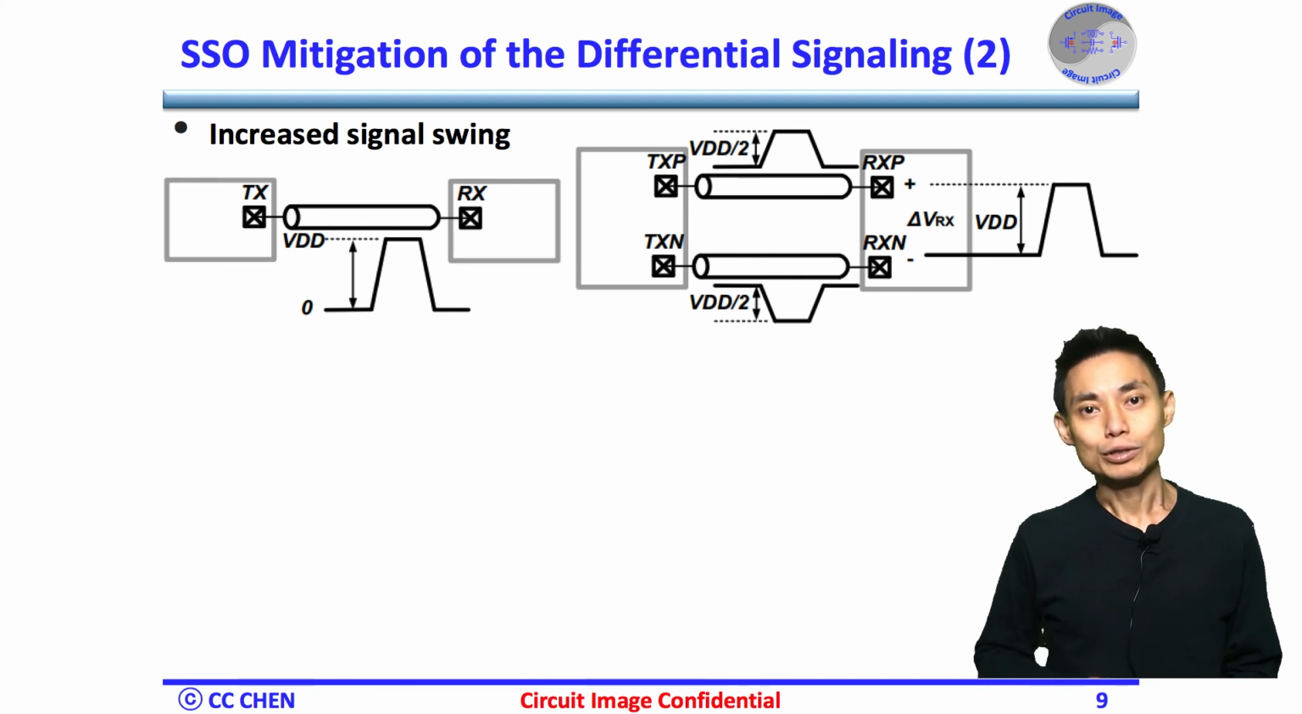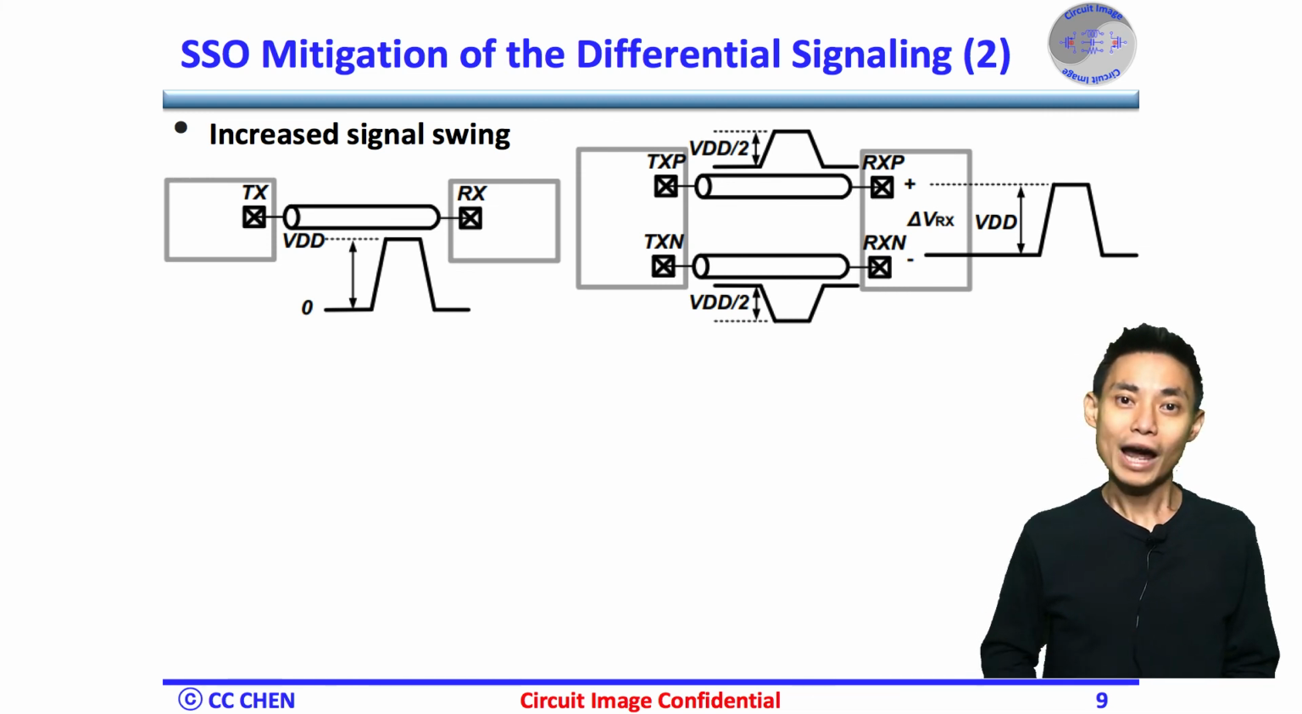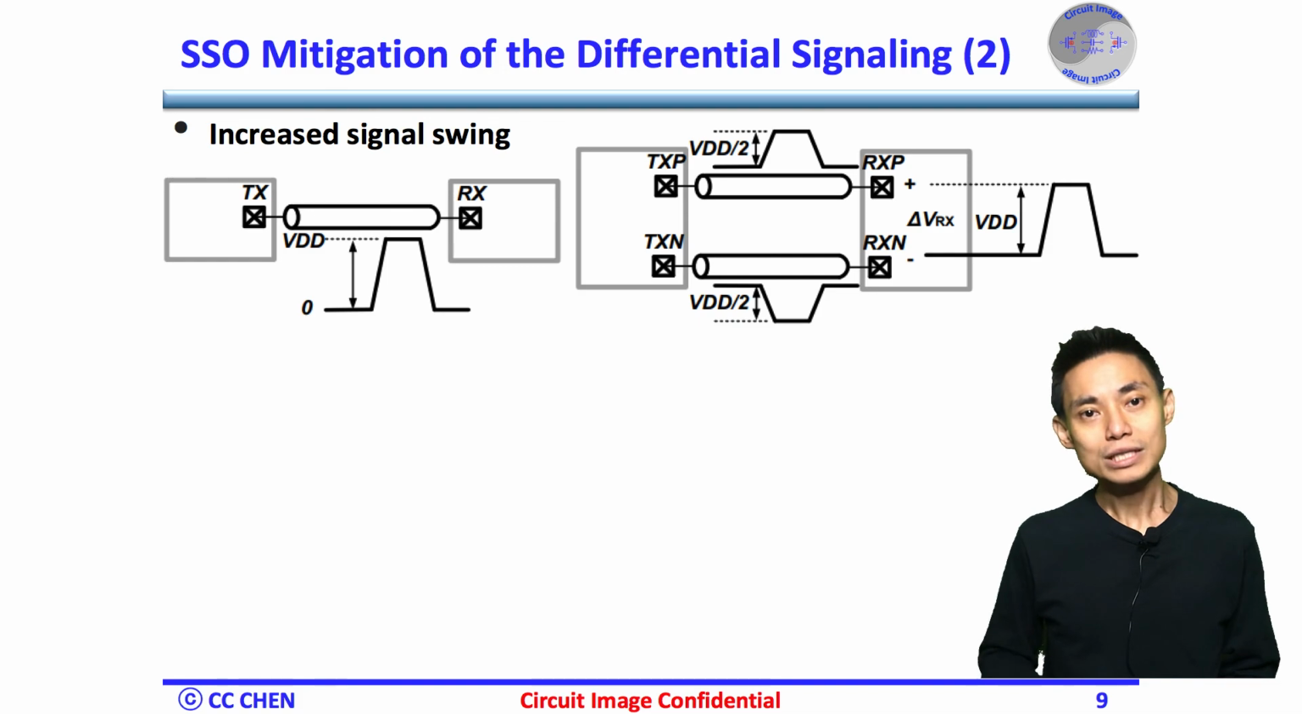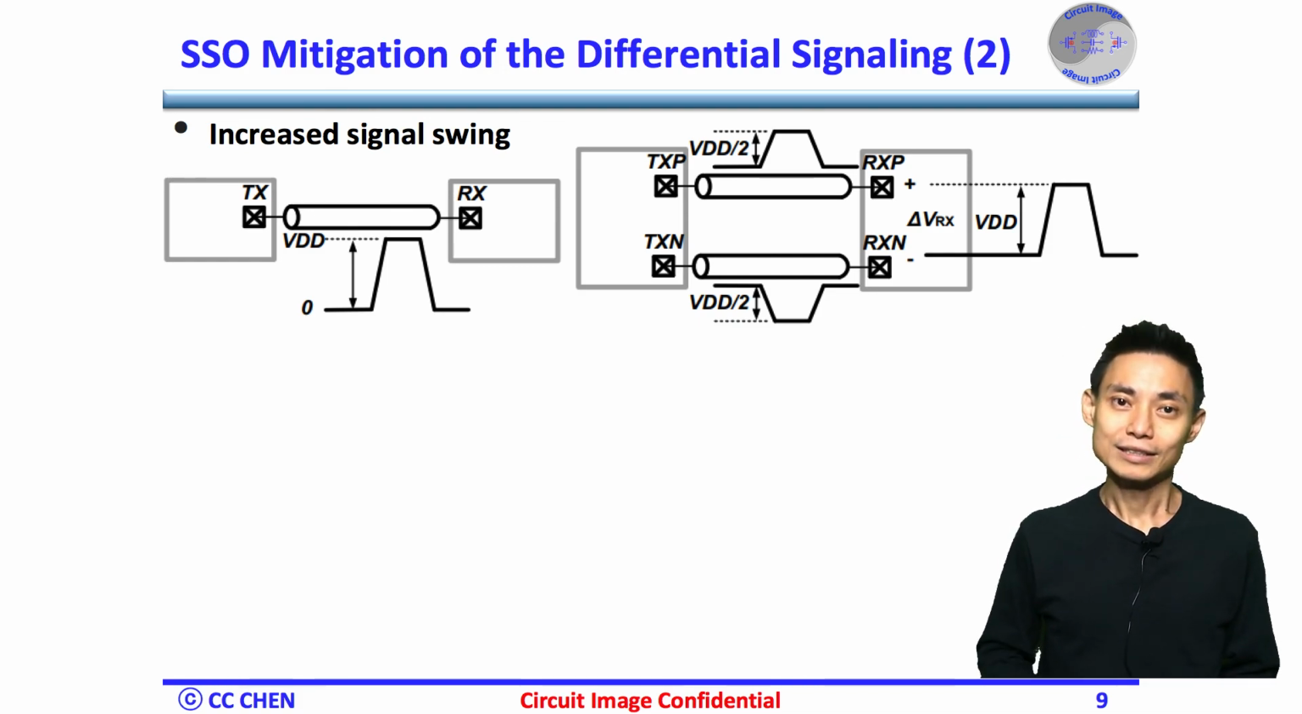So even if we reduce the signal swing under each TXP or TXN to be half over the single-ended one, the equivalent swing of the differential signaling is still the same as the single-ended signaling. The differential signaling also mitigates the return ground path SSO issue, and we will talk about that in detail later.